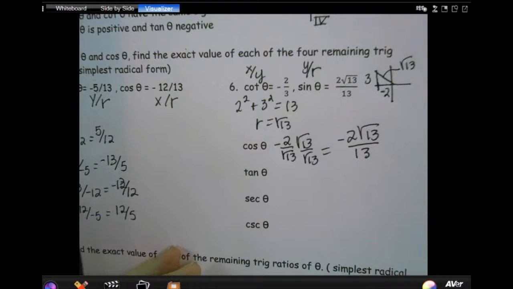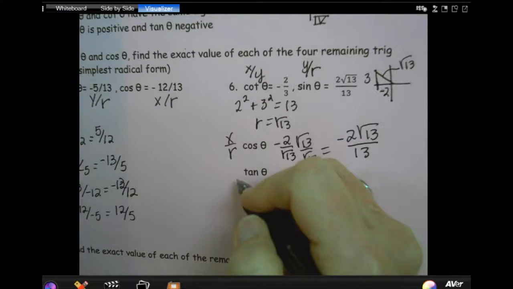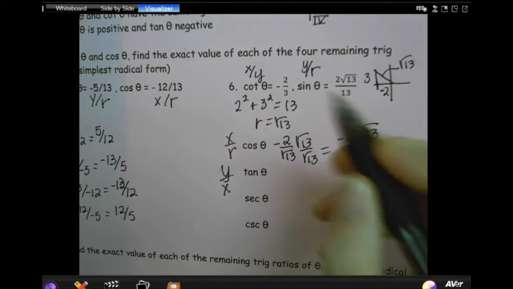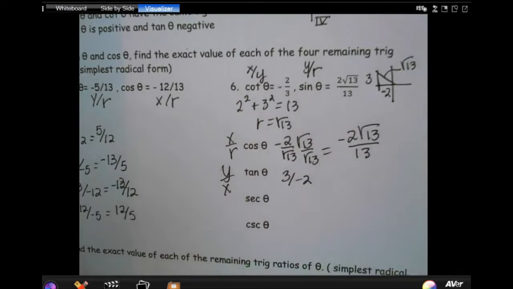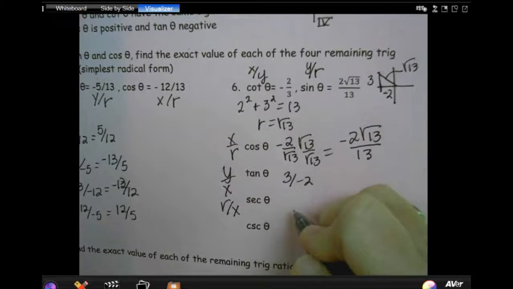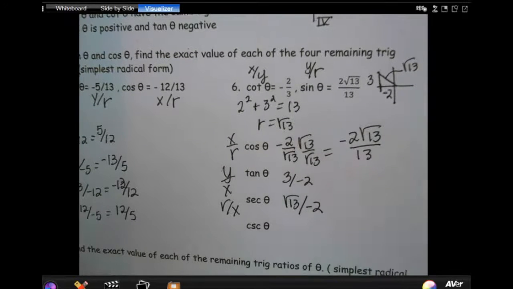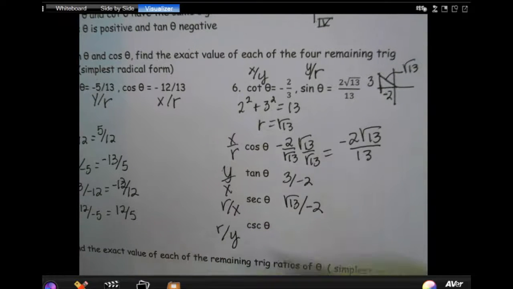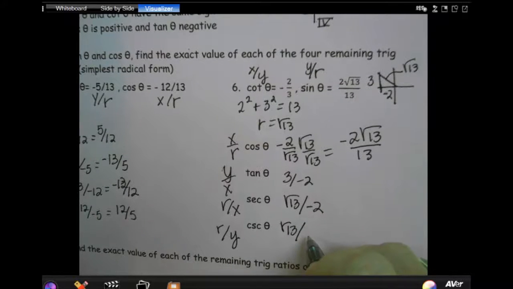And the tangent of theta? So the tangent is going to be y over x, which is going to give me 3 over negative 2. The secant is r over x, and the radius is the square root of 13, and my x is negative 2. And the cosecant is r over y, which makes this square root of 13 over 3.